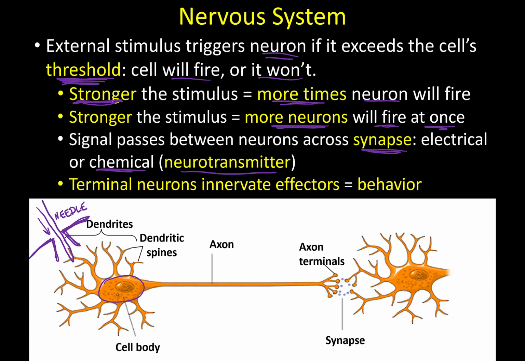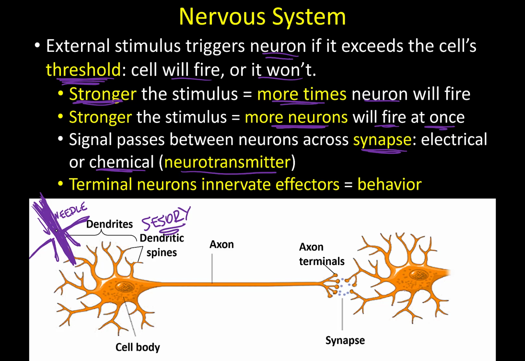Now, what we just talked about was a neuron that was receiving information from the surface of the body, right? It's communicating information about this needle, which is jamming into the skin. This is what's called a sensory neuron. They're part of your sensory systems, and they're collecting information from your environment.